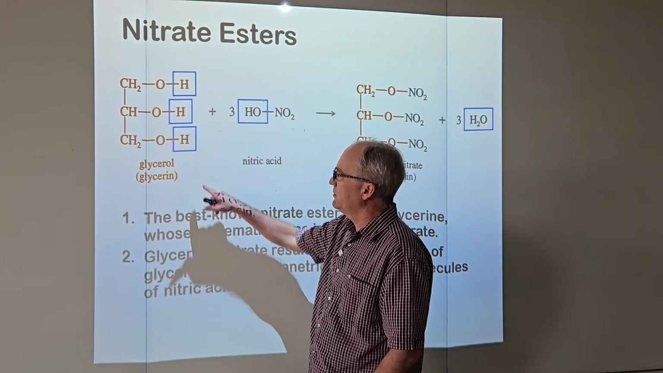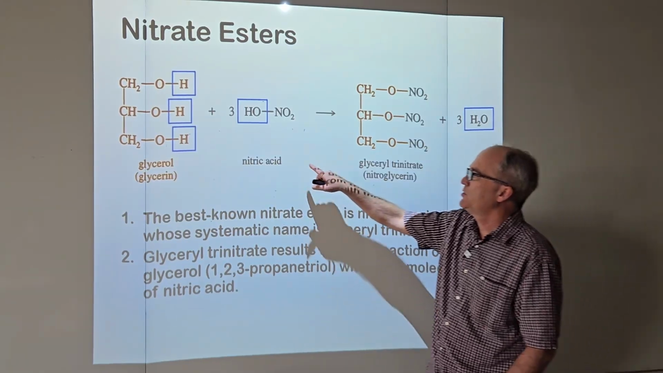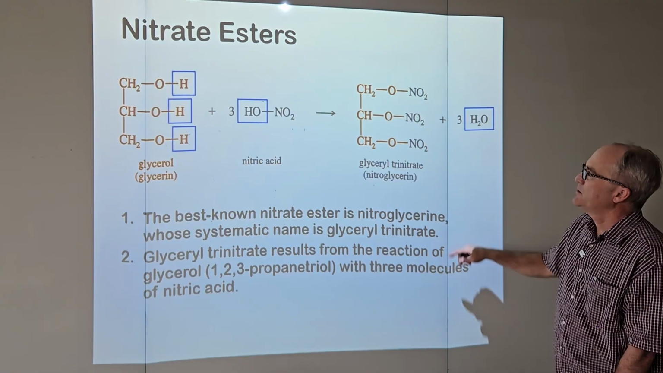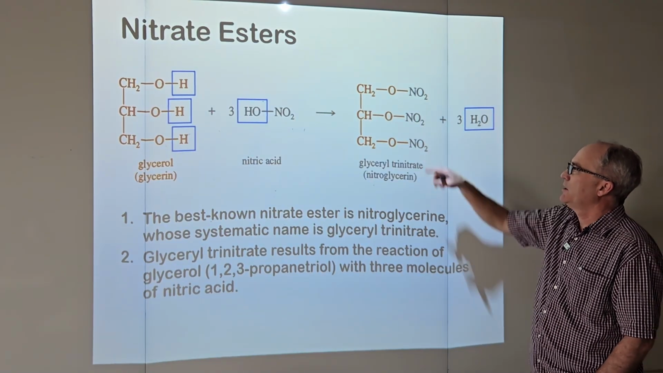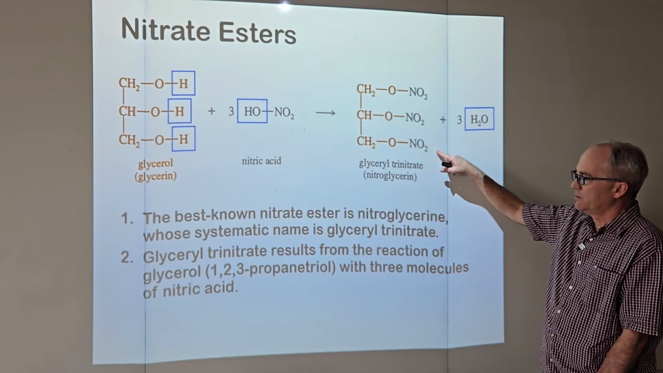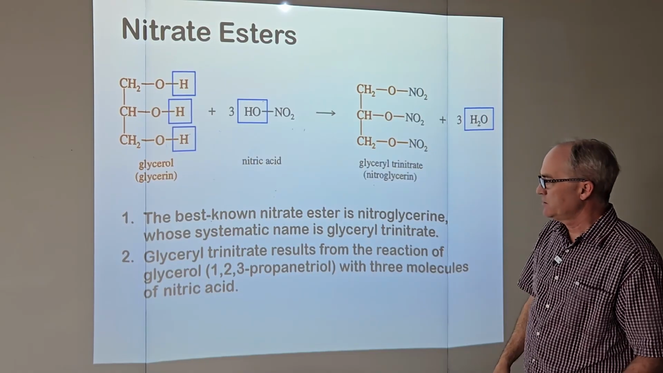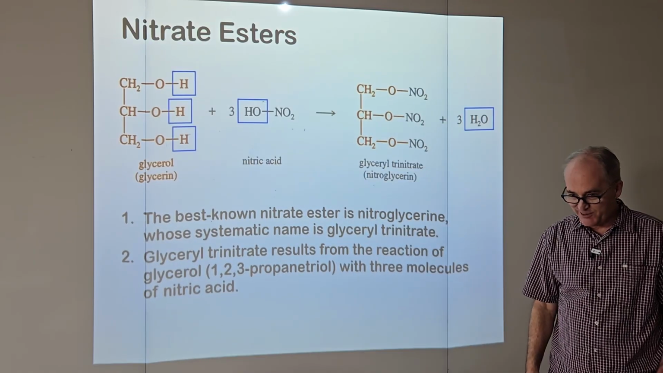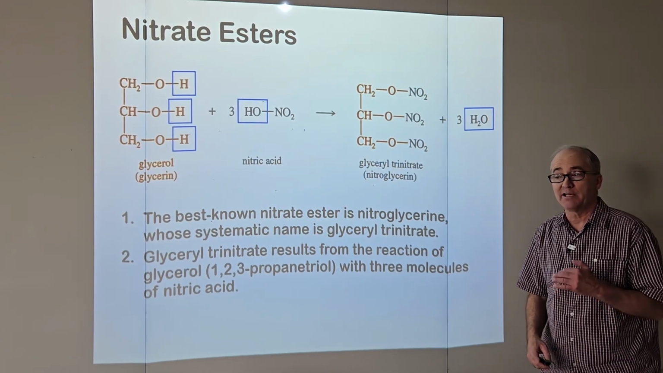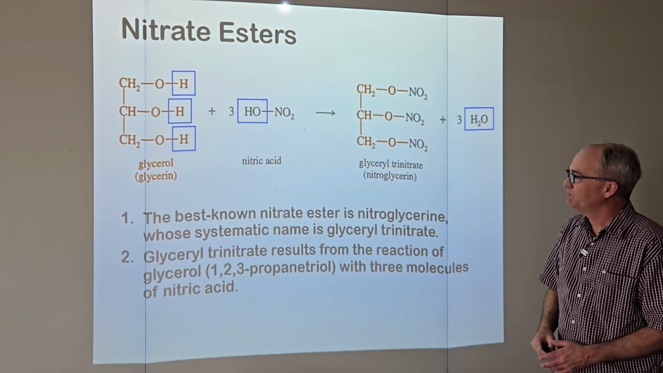So here is glycerin, also called glycerol, and here's nitric acid. So this kind of looks like an OH group, and so this is a nitrate ester, and we might call this nitroglycerin. Why is the best known nitrate ester nitroglycerin? Do you watch those Western movies? Almost TNT. TNT is trinitrotoluene, which is a little more stable than this.